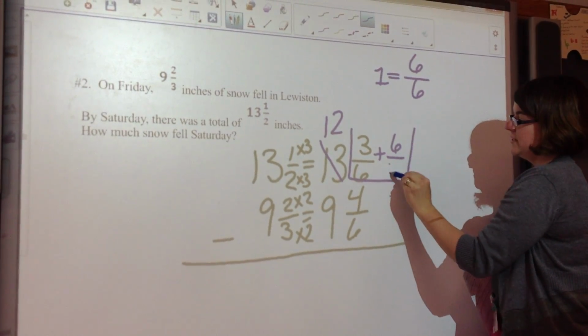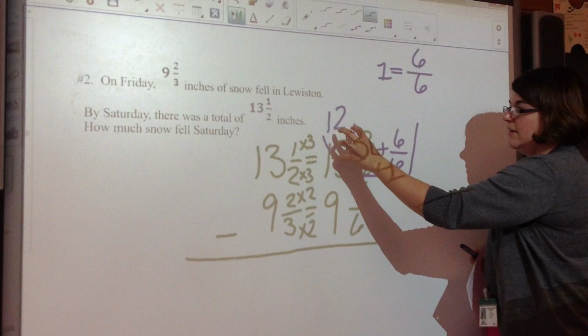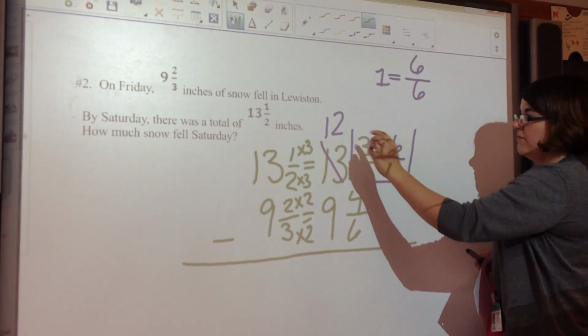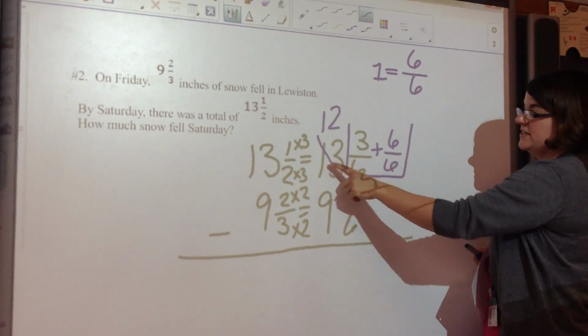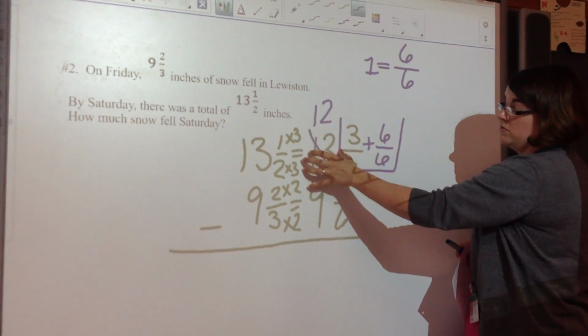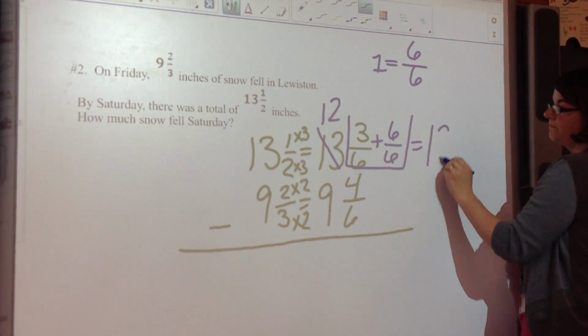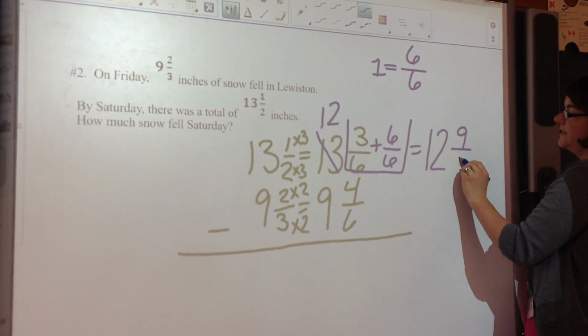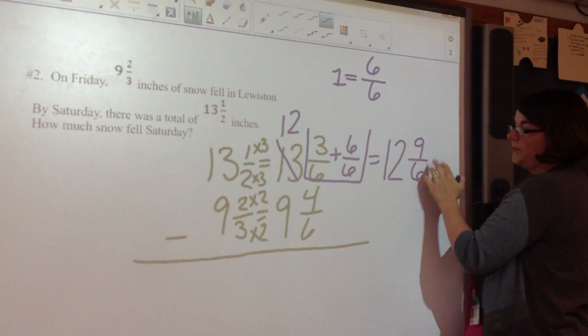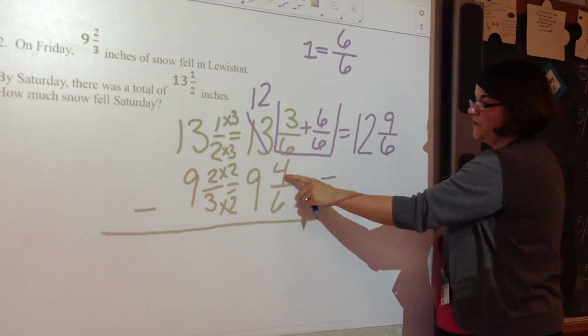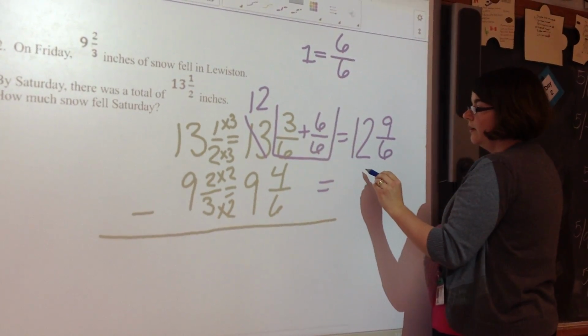So I'm going to put 6/6 here. So the 1 that we borrowed became 6/6. So if I did 12 and 6/6, that's still equal to 13, which is what I started with. So now we have 12 and 9/6. And I know that looks a little funny because it's improper, but that's okay. We need this number to be bigger so that we can subtract from the 4.